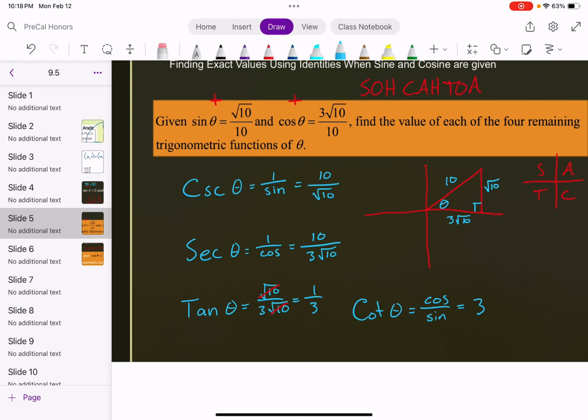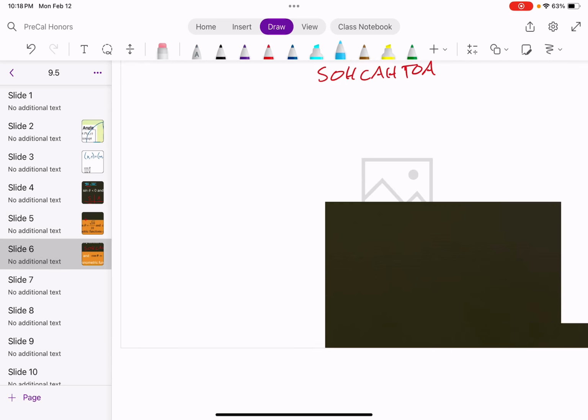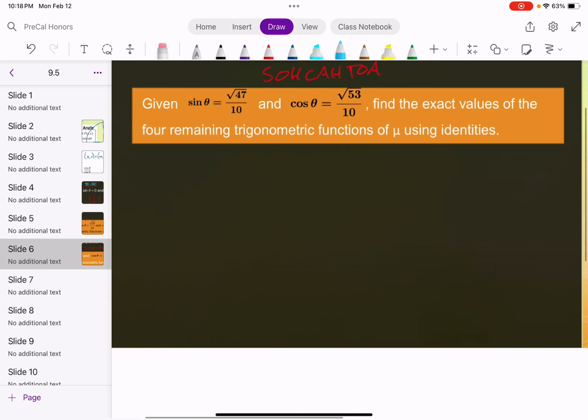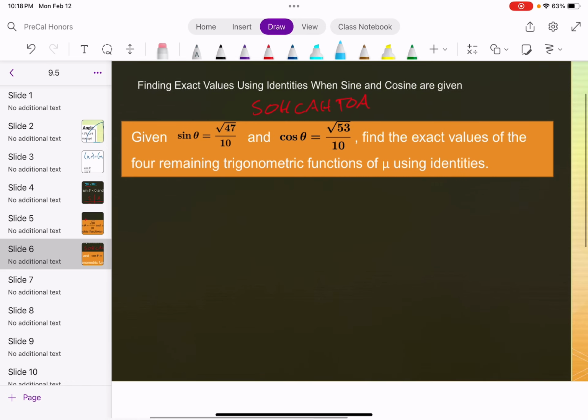Let's go ahead and take a look at slide 6. Here we're going to work on the exact same problem. What I would suggest, go ahead and work this one on your own. Pause the video for a quick second while you work on it and double check in 1 second.